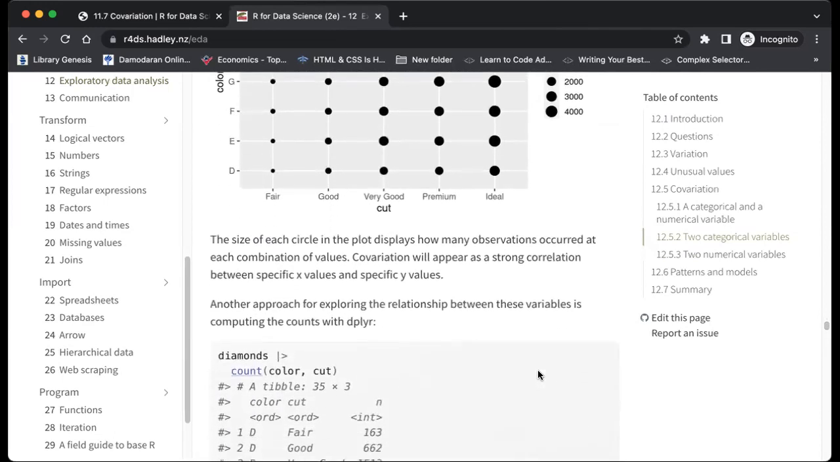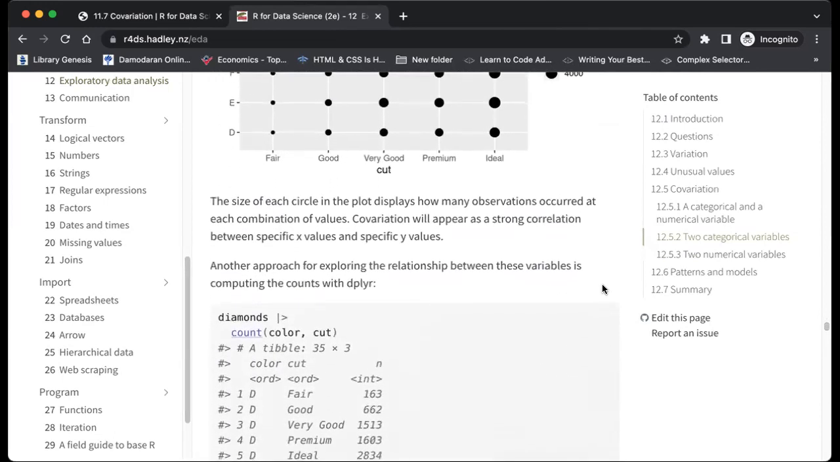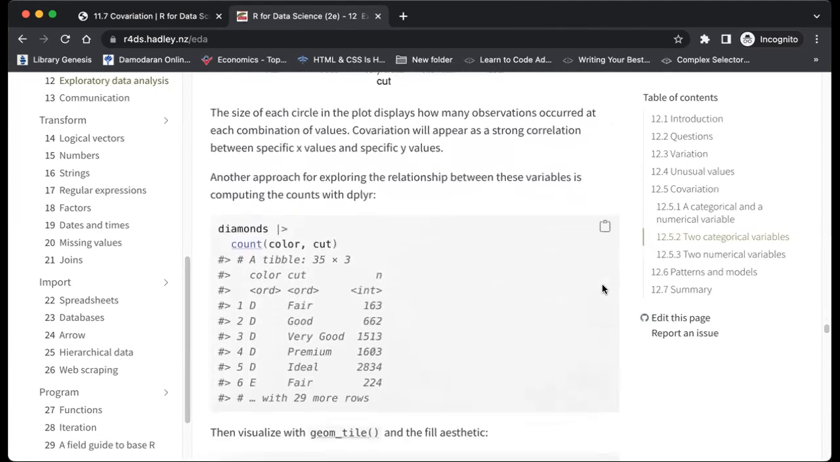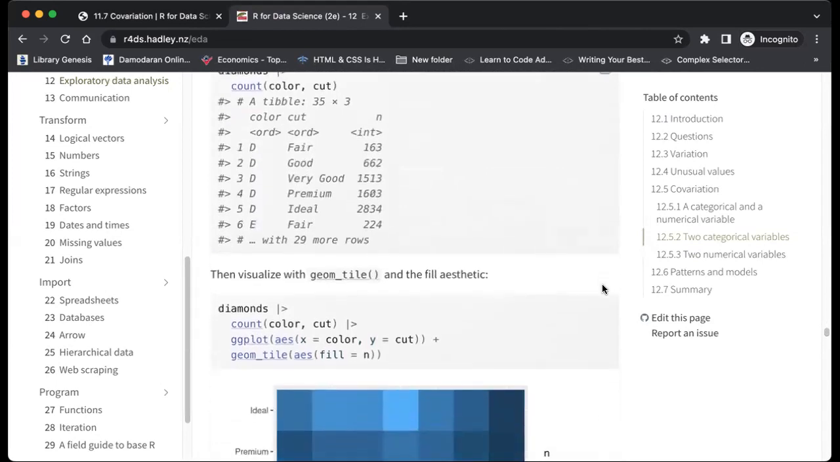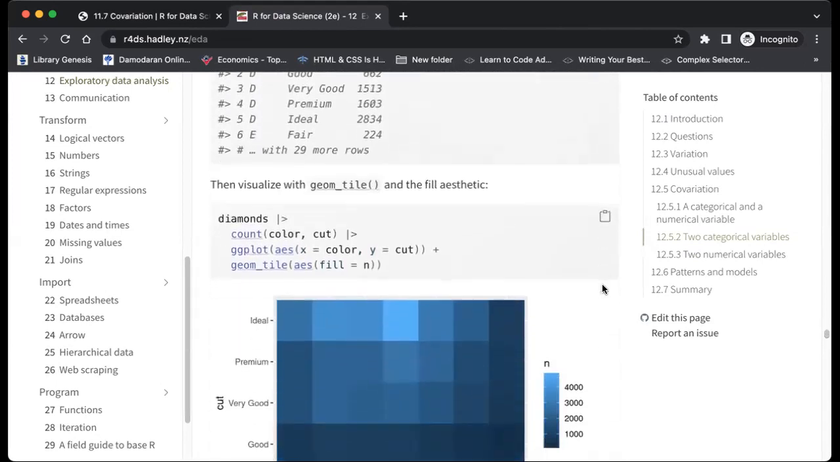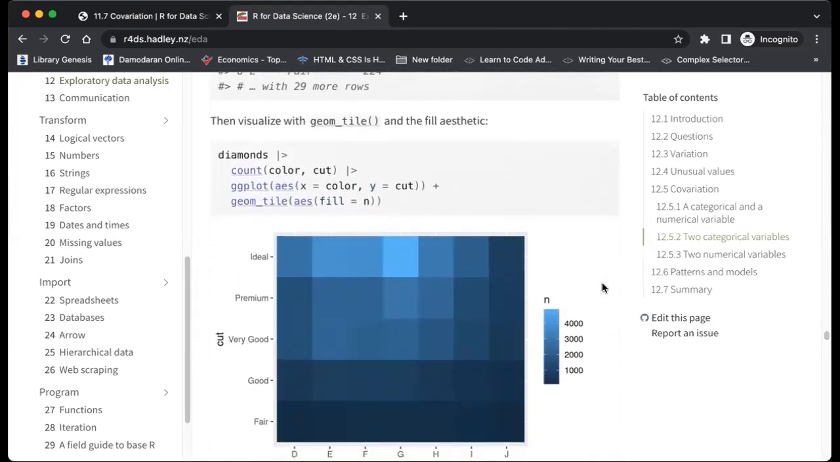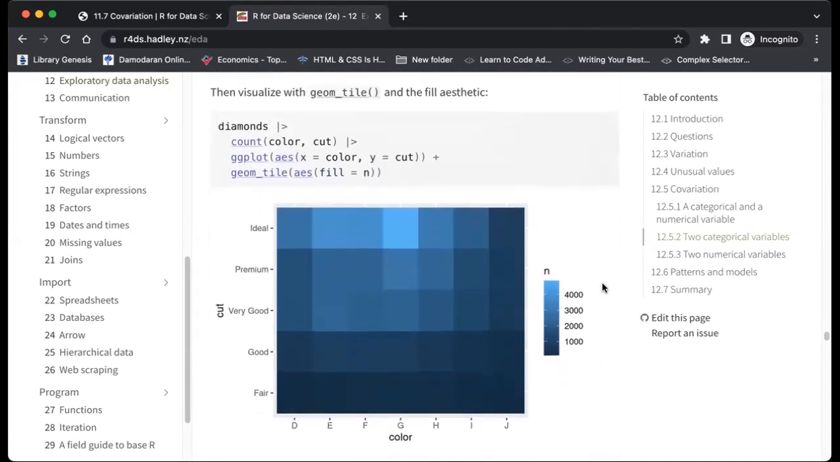Another approach to exploring the relationship between these variables is computing the count separately using dplyr, and then using geom_tile with the fill aesthetic. But this also doesn't seem to be very helpful either.